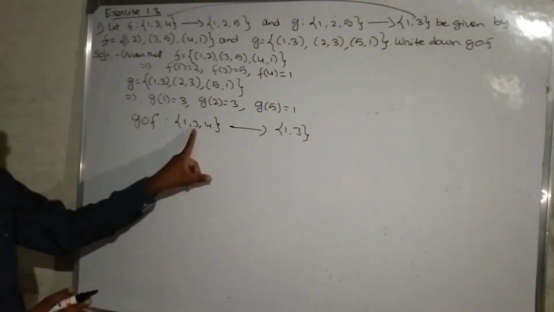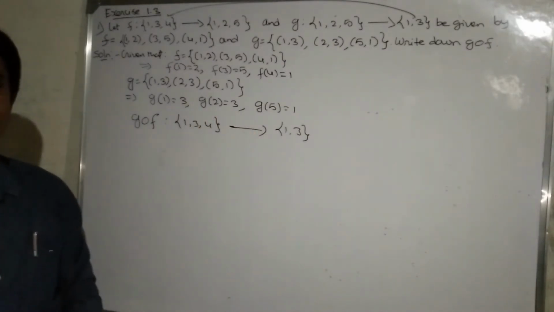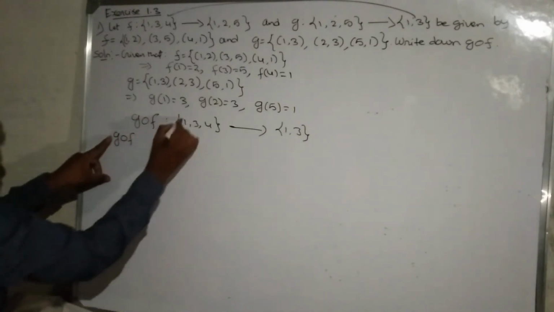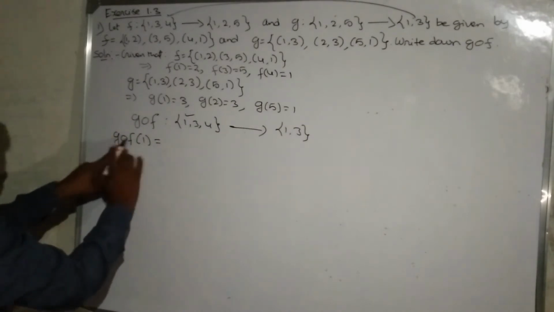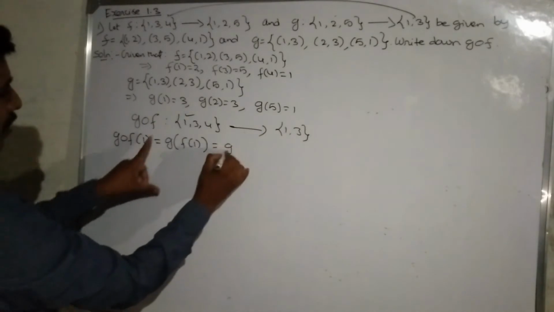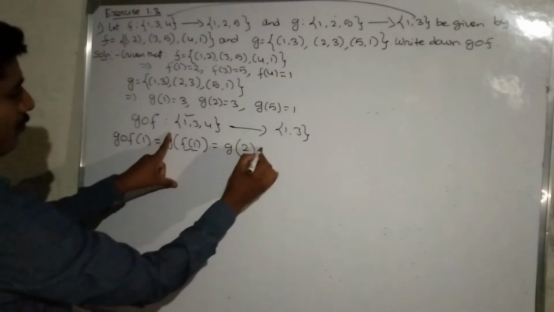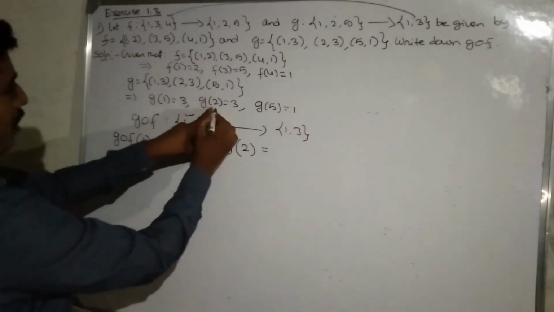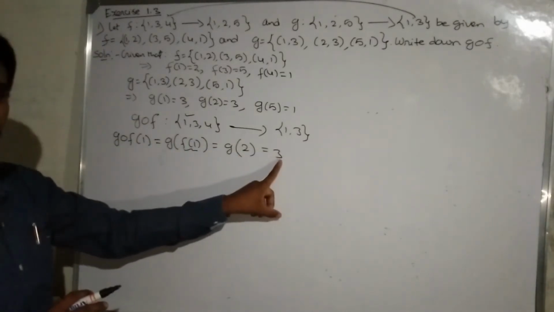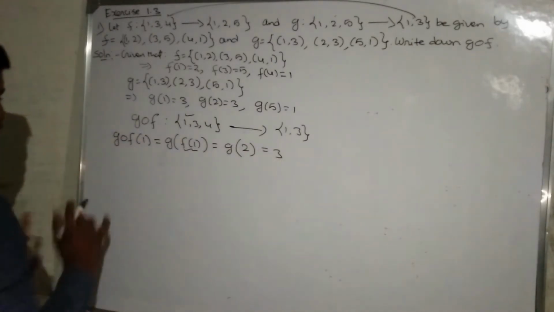So here we take the domain elements, find their range elements, then write gof. First I am taking gof of the first domain element, 1. We know that it is defined by g of f of 1. Substitute f of 1 value: f of 1 equal to 2. G of 2 value: here we have g of 2 equal to 3. Domain element 1, its corresponding range element 3. Pre-image element, image element.